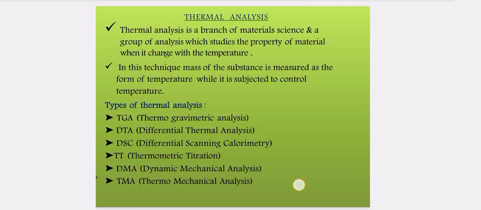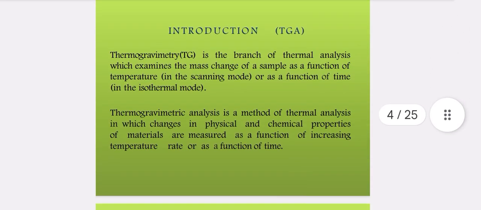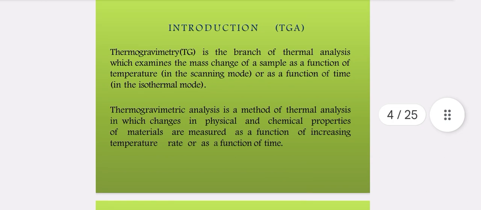Then it has further types of the thermal analysis. So types of thermal analysis are TGA, that is thermogravimetric analysis, DTA, that is differential thermal analysis, DSC, that is differential scanning calorimetry, thermometric titration, dynamic mechanical analysis, and thermomechanical analysis. Now we'll see in depth what exactly thermogravimetric means.